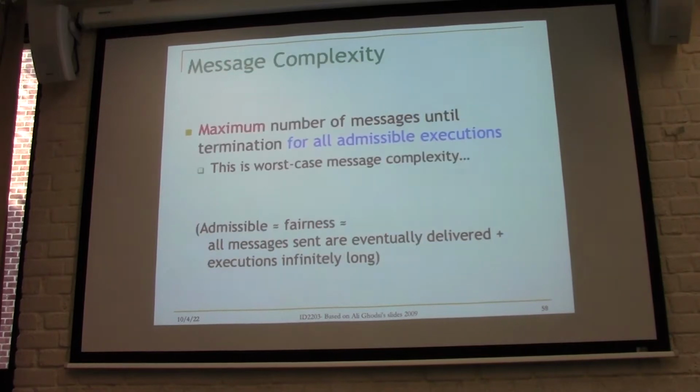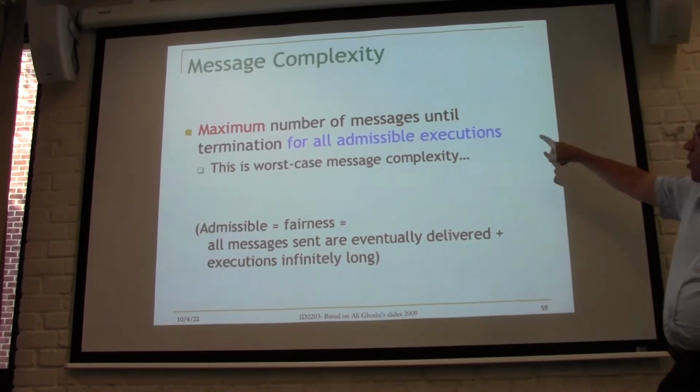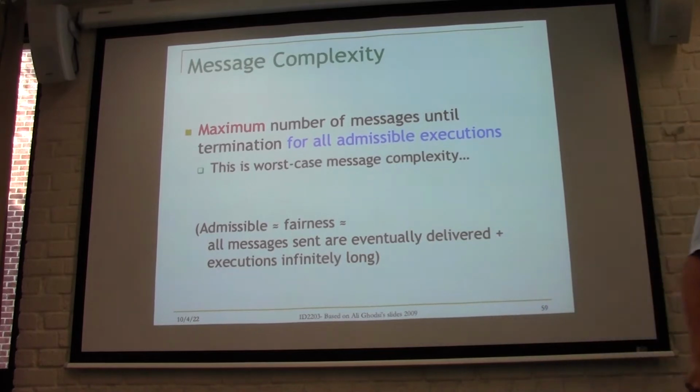Okay, very good. The message complexity: how many messages it takes. But in fact, we're running algorithms. So depending on how we execute, depending on what we do, the number of messages might be different. So the message complexity is the maximum number of messages for all admissible executions.